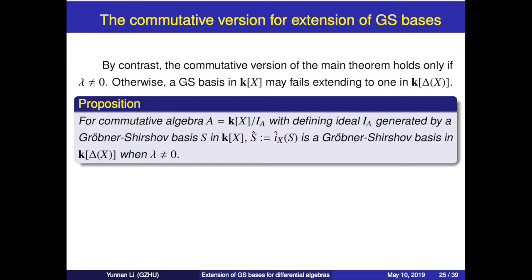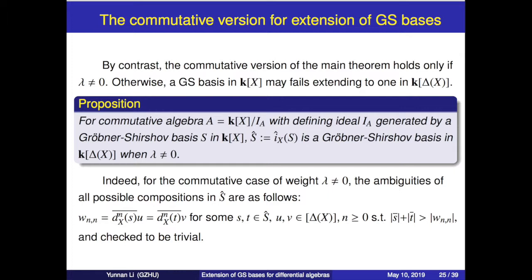Then the commutative version is more tricky. As we said, it only holds when the weight lambda is non-zero. Otherwise, it may fail, and we will give a positive example and a counterexample later. Oh, here, sorry, I_A. Then for this commutative case of non-zero weight, the compositions are still quite simple, similar to the previous non-commutative case, just with two same integers n.